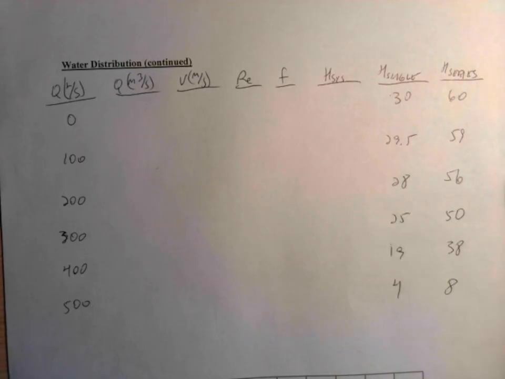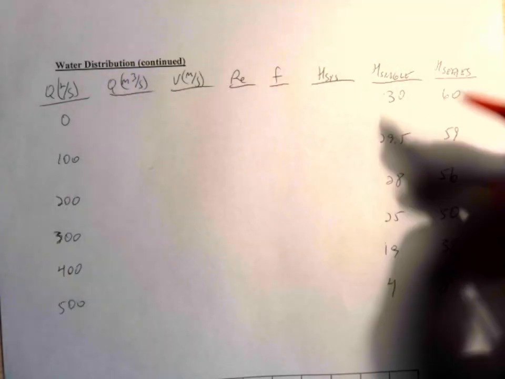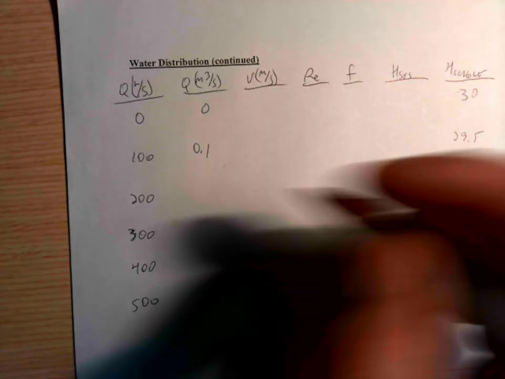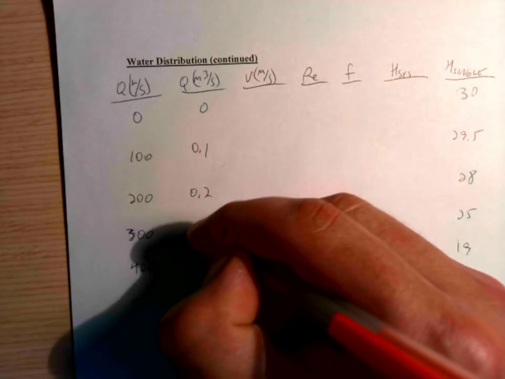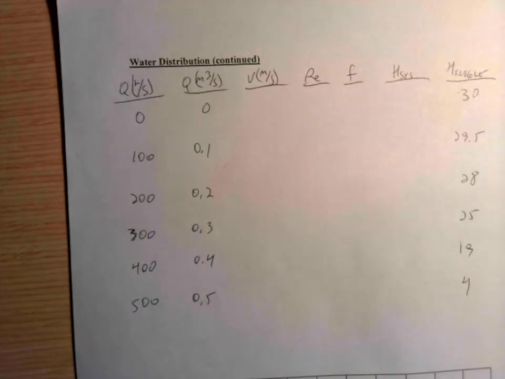Okay, so these are our pump curves for the two cases, and then we need to fill this out. So, going to meters cubed per second, 0 is still 0. This becomes 0.1, 0.2, 0.3, 0.4, and then 0.5.